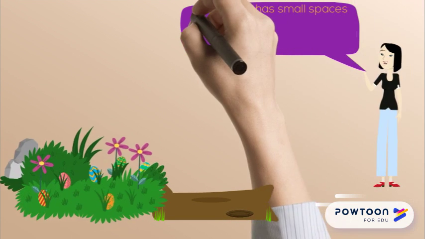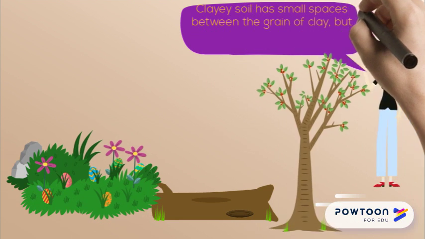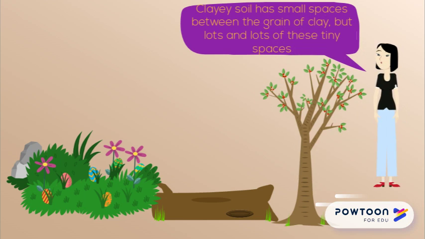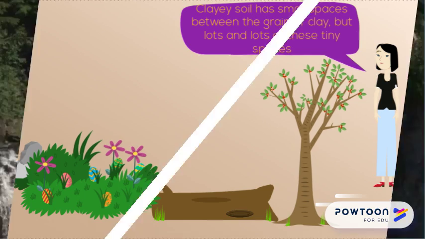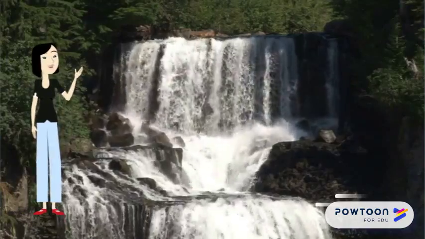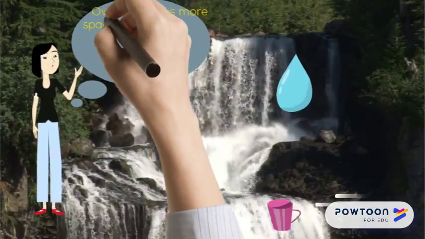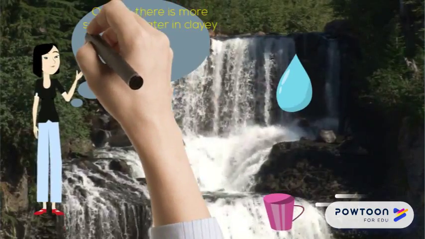Clay soil has small spaces between the grains of clay, but lots and lots of these tiny spaces. Sandy soil has large spaces between the grains of sand, but does not have as many spaces. Now, overall, there is more space for water in clayey soil than in sandy soil.